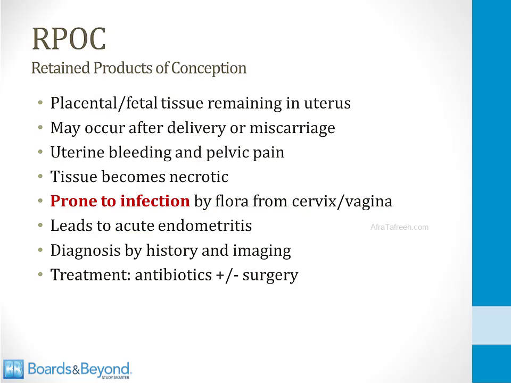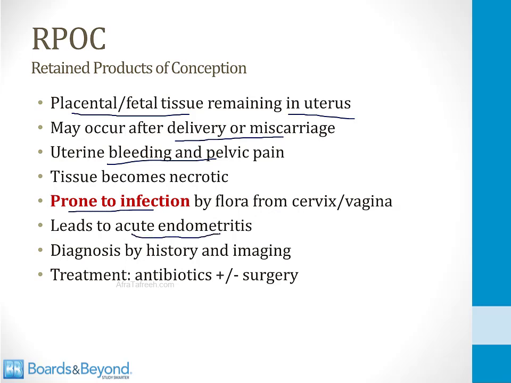A related disorder that can occur after a pregnancy is called retained products of conception. In this disorder, placental or fetal tissue remains behind in the uterus. This can occur after delivery or after a miscarriage. This will lead to uterine bleeding and pelvic pain, and then the tissue becomes necrotic, and it's prone to infection by flora from the cervix or vagina, and therefore this can lead to acute endometritis.